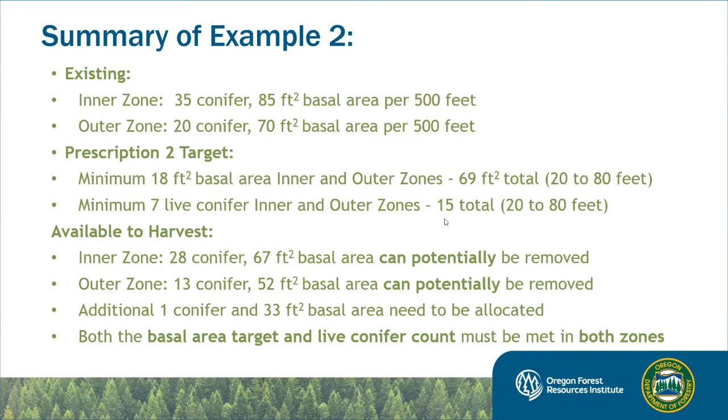That basically translates, we can potentially harvest 28 conifer in the inner zone and 67 square feet, and potentially harvest 13 conifer and 52 square feet in the outer zone, but we have to take into account that we do need an additional 1 conifer and 33 square feet of basal area. So we won't be harvesting everything that can potentially be harvested. It'll be up to us where we locate the additional conifer and basal area within those 2 zones.